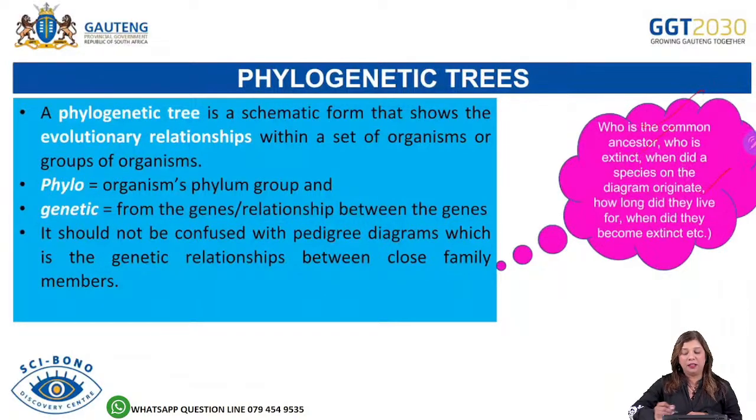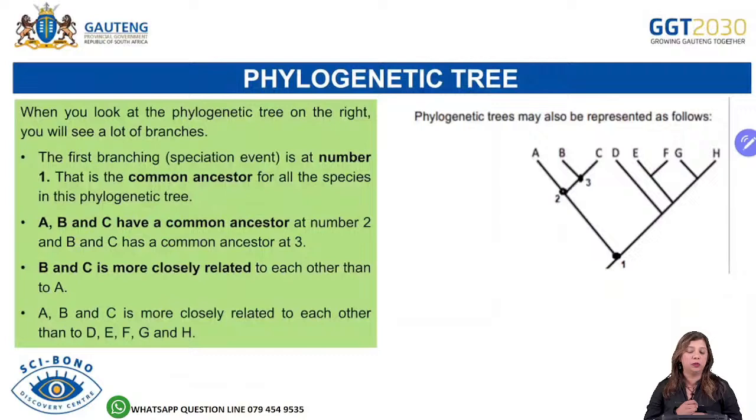They like to ask these questions, okay? But we're going to show this in the phylogenetic tree. When you look at the phylogenetic tree on the right, you will see a lot of branches. So when I look at the phylogenetic tree, the first thing that I want to know is who's the ancestor and who's the descendants. That's how I start looking at a phylogenetic tree.